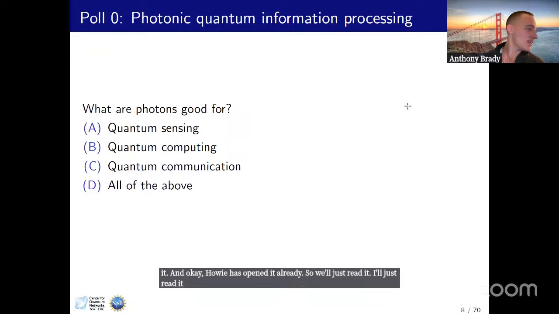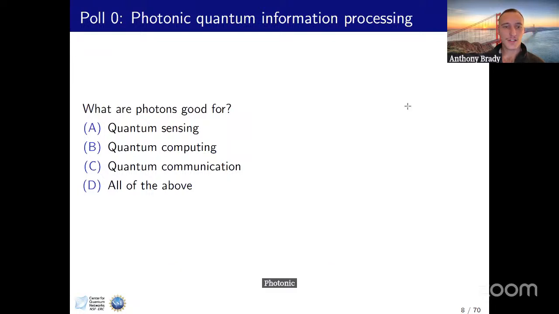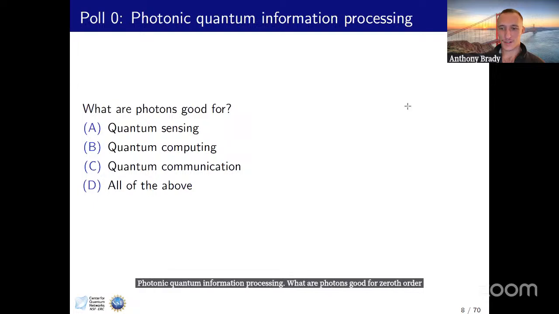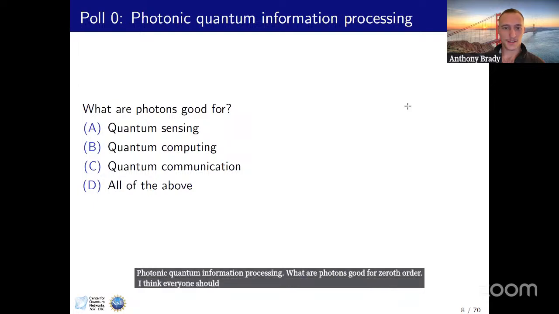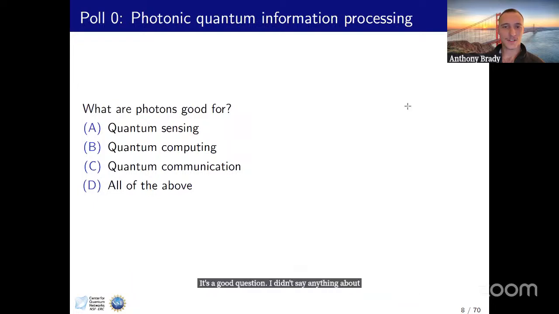Photonic quantum information processing. What are photons good for? Zeroth order, I think everyone should hopefully get this. I gave some examples of a photonic quantum computer. Of course, if we want to do quantum communication, we've got to do it over a large scale. What are we going to use? It's a good question. I didn't say anything about photonic quantum sensing, but maybe you can think about that for a second.